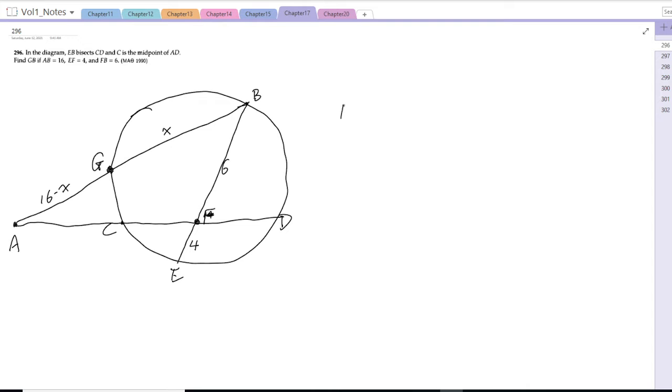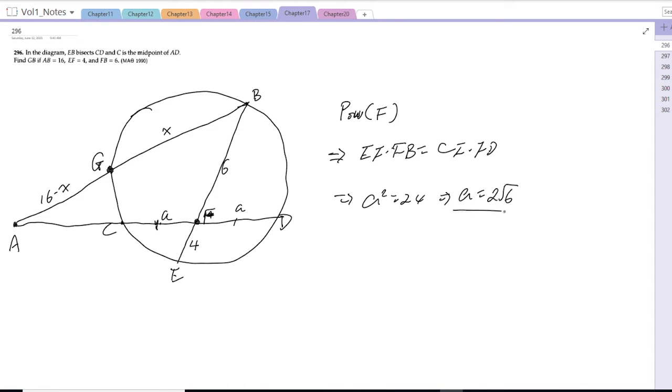Okay, so let's use the power of a point on F, on the circle. That means EF times FB is equal to, because these are the same, let's parameterize, this is A and this is A, equal to CF times FD. So we know A squared is 24. Then we can solve A is 2 root 6. So this is 2 root 6, this is 2 root 6.